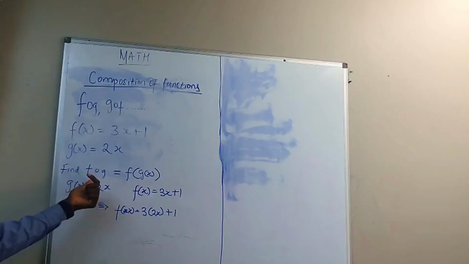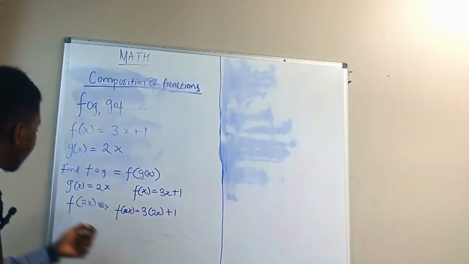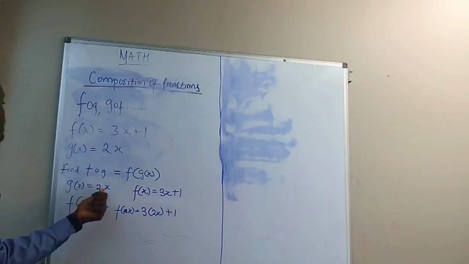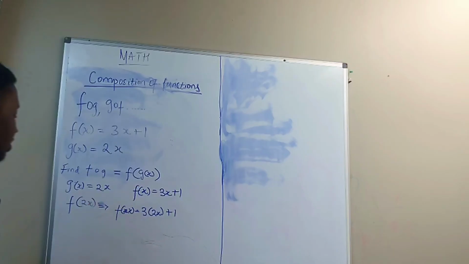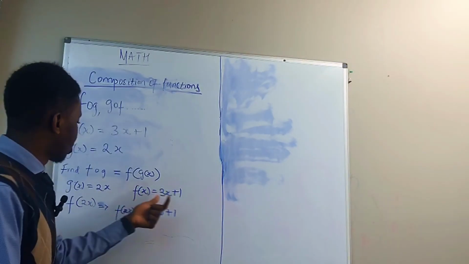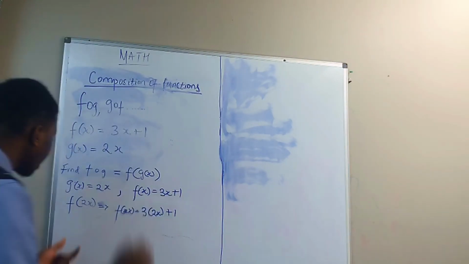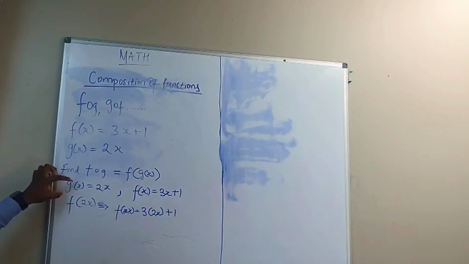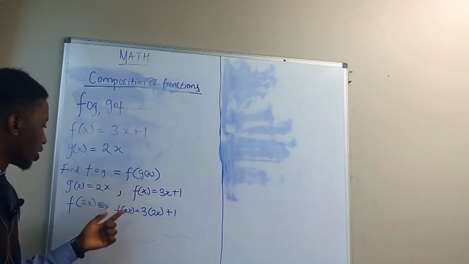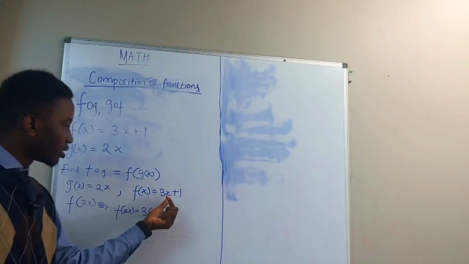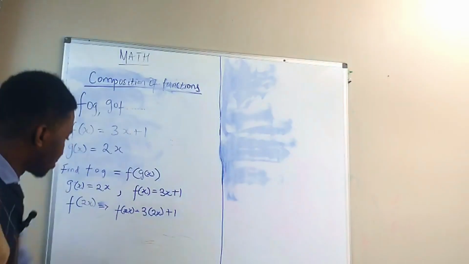Remember, f of g is written as f of g of x. Now we write g of x to be 2x, because that was given to us from the question. Okay, g of x is 2x. So now if f of x is 3x plus 1, then for f of 2x, we simply substitute our value for g of x into here, and f of 2x will then be this, where we just substitute 2x into the function f of x to get our output or our answer.